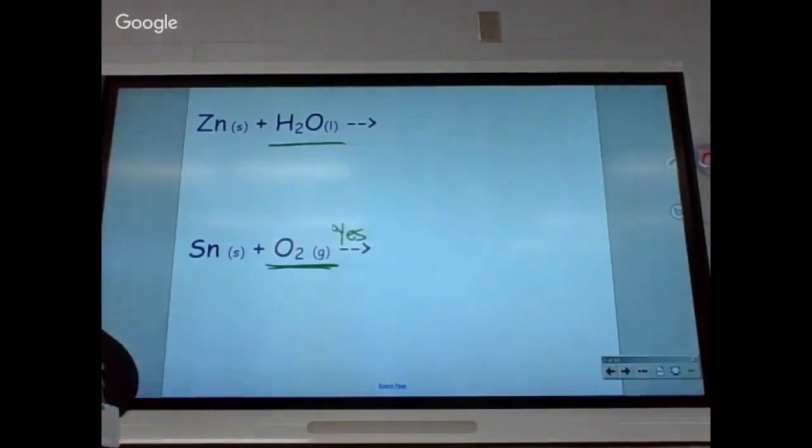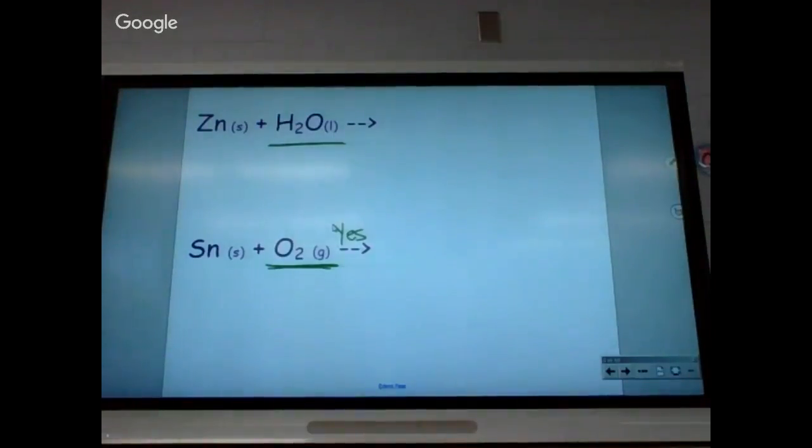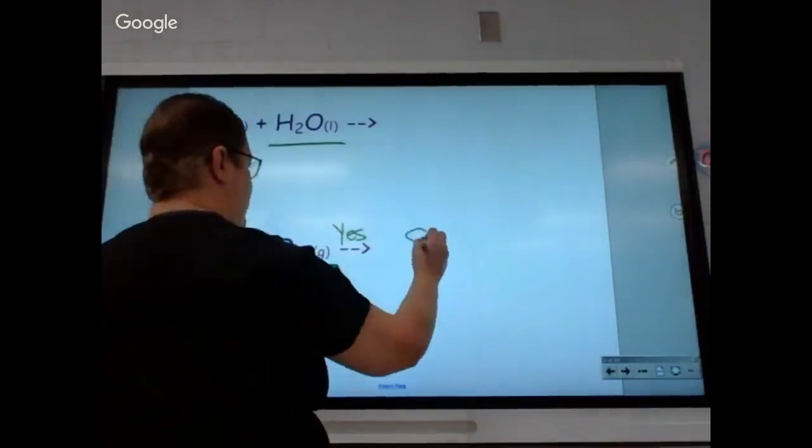What kind of reaction was this on Friday? Was it single, double, decomposition, combustion, or synthesis? Yes, you were right over there, Sailor. Synthesis, okay? So if it's synthesis, what do you do if you have an element plus an element? Put them together. So we said SNO.